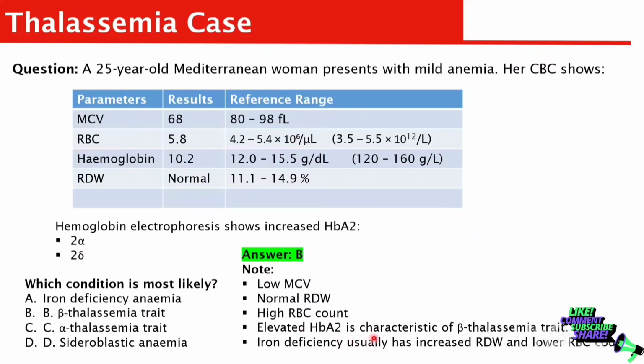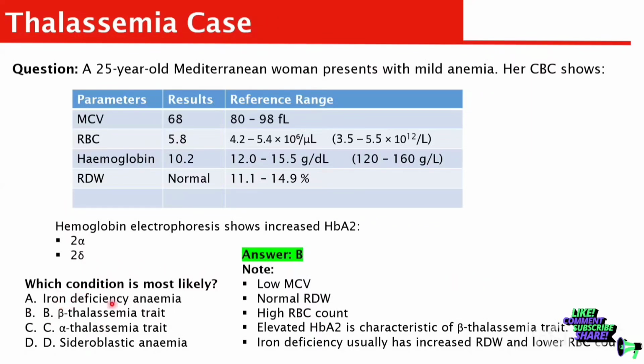So an elevated level of hemoglobin A2 is a strong indication of what? Beta thalassemia trait. Now, why I'm bringing this up is actually about the last point, which is iron deficiency. What you are going to see is that the RDW, red cell distribution width, is supposed to be increased, not normal, and the red blood cell count is going to be low. So that is one of the ways to differentiate.